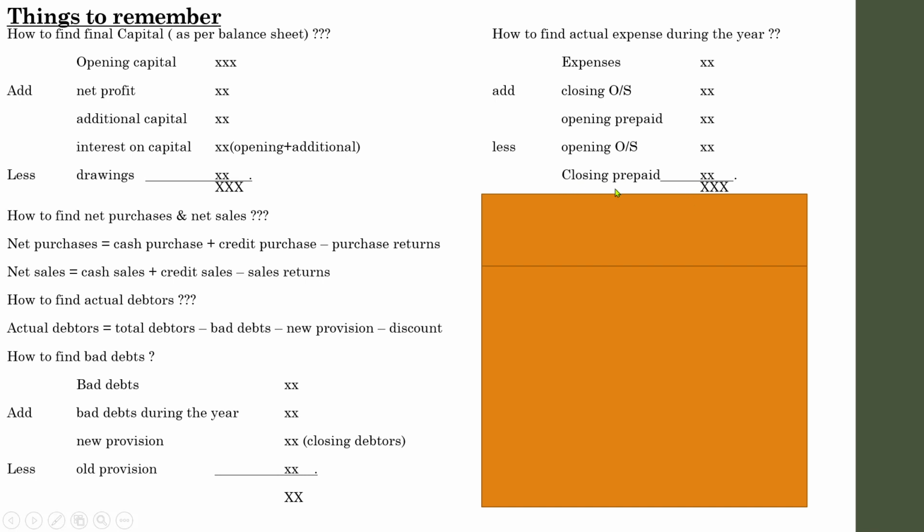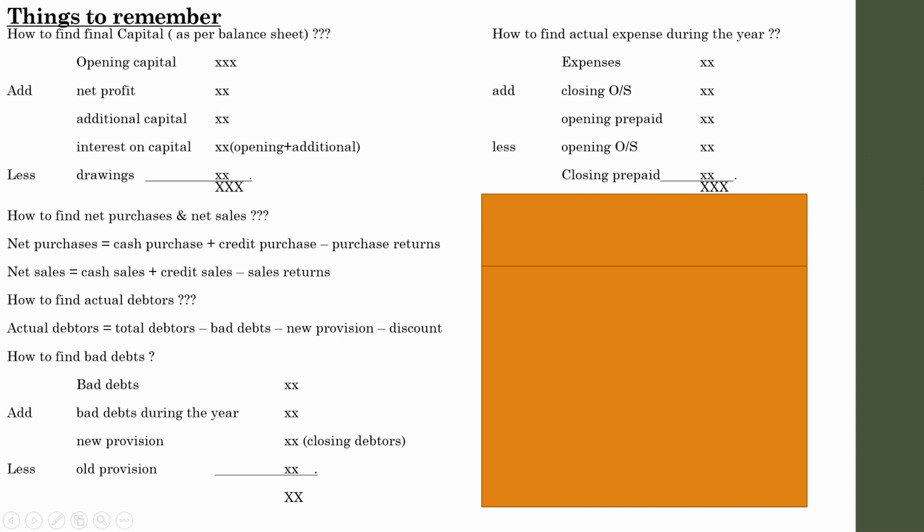Likewise, closing prepaid means you have paid in advance for some expenses by the end or the last date of the current year. So who is going to pay something in advance on the last date of the current year? It should have been made for the next year. So actually that was to be made for the next year. So should you consider that amount in the current period? No, we can't, because that expense belongs to the next year. That is why we are deducting closing prepaid. See, less closing prepaid.